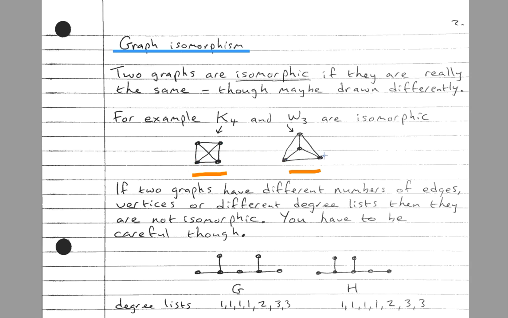Yeah, I mean they're both 4 vertices, and you have all possible connections, all possible edges connecting those 4 vertices. For example, if you move this vertex into the middle of this triangle, then it would look more like this. Yeah, so maybe that's a difficult example.